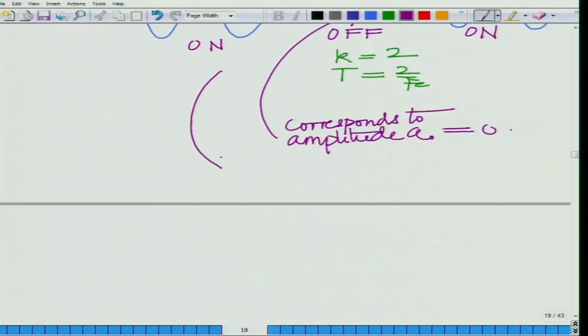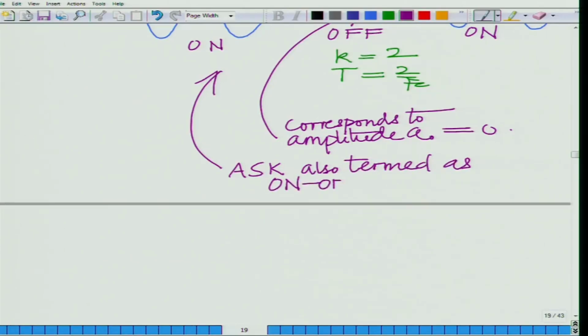Therefore, ASK is also termed as on off keying. It is as if you are switching on the signal, and wherever the information bit is 1, the amplitude level is 0, so you are switching off the signal; again when the bit is 0, you are switching on the signal. Amplitude shift keying, where you are shifting the amplitude between two levels 0 and capital A, is also termed as on off keying.